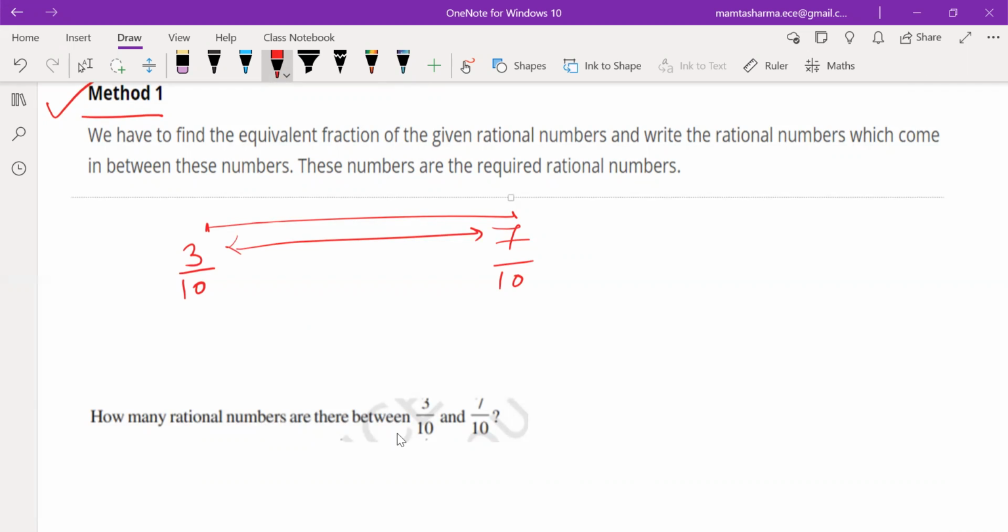Complete the series. After 3 by 10, what will come? 4 by 10. After 4, 5 will come, then 6. The denominator will remain the same for all the rational numbers. Only you have to change the upper part, the numerator. After 3, 4 will come. After 4, 5 will come. After 5, 6 will come. And after 6, 7 will come. So between these two numbers, these are the three rational numbers.